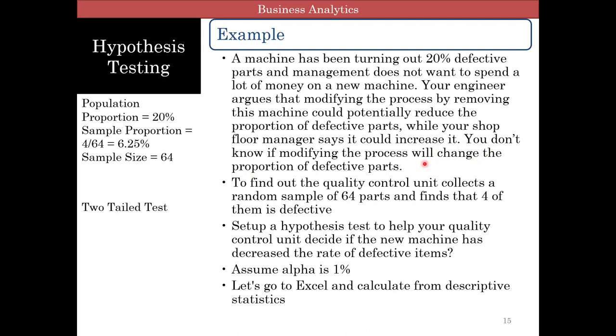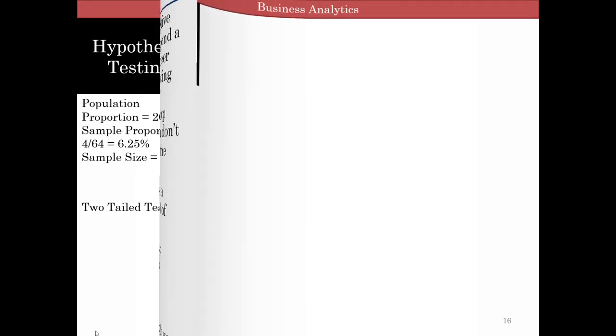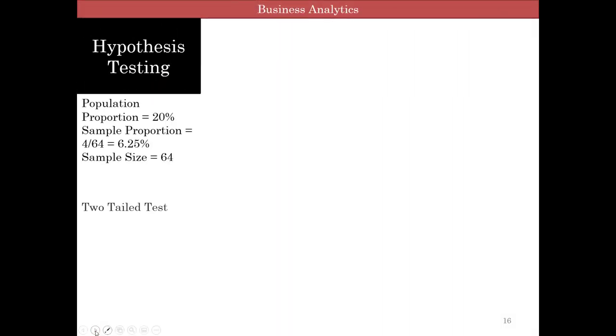The operative word here is change. So here we're going to look at it as a two-tailed test. Otherwise, the data is all the same. Alpha is 1%. So let's go over this very, very quickly.